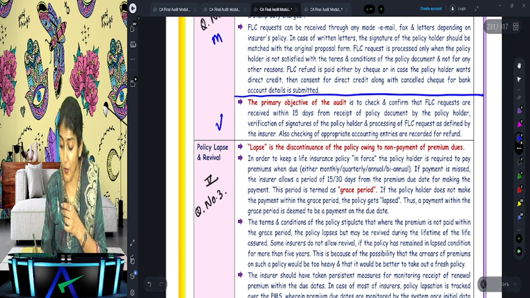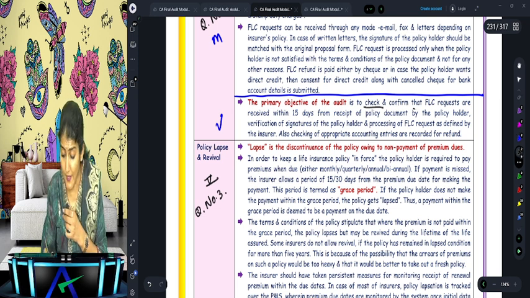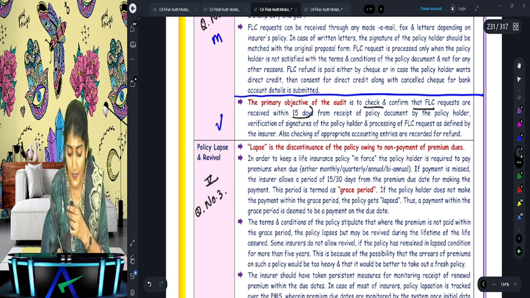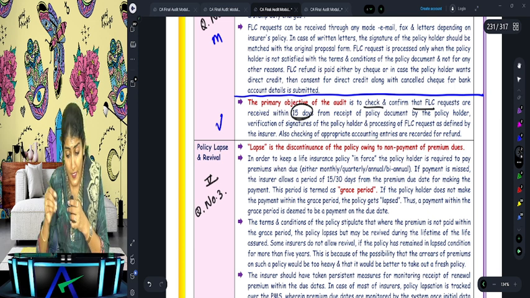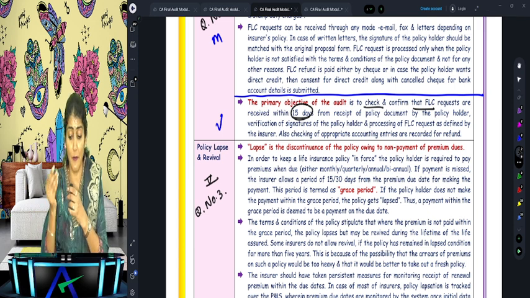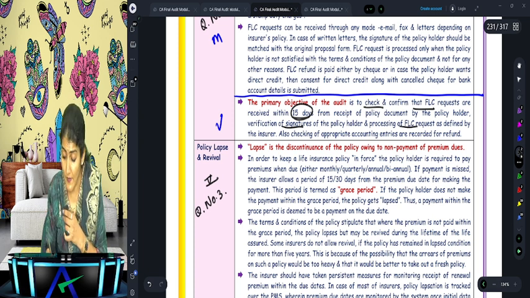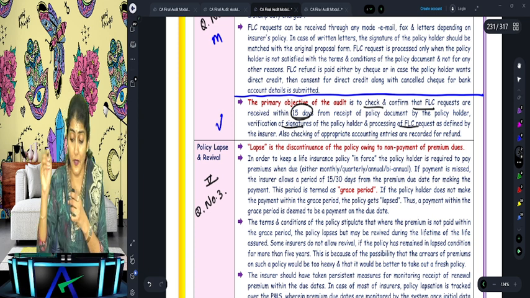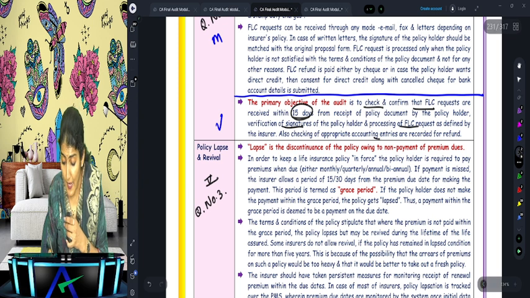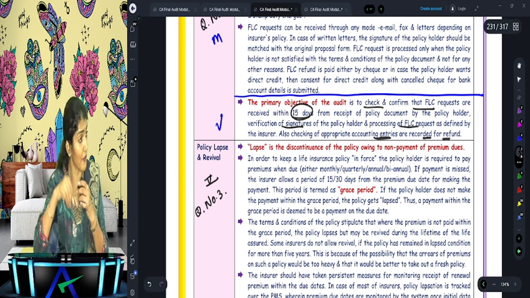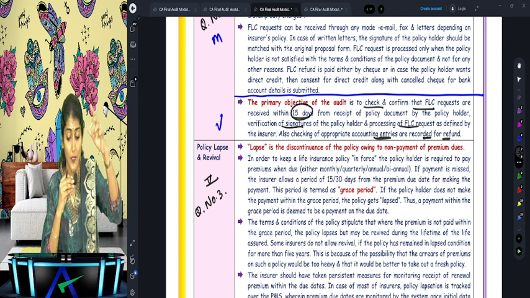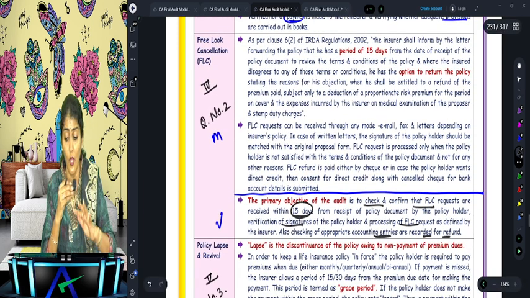The primary objective of the audit is what? To check and confirm that FLC requests are received within 15 days from the receipt of the policy document by the policy holder, verification of the signatures and processing of the FLC request as defined by the insurer, and also check the appropriateness of the accounting entries recorded for the refund. So do you understand? Once you know the meaning, then you have to write down the audit procedure.